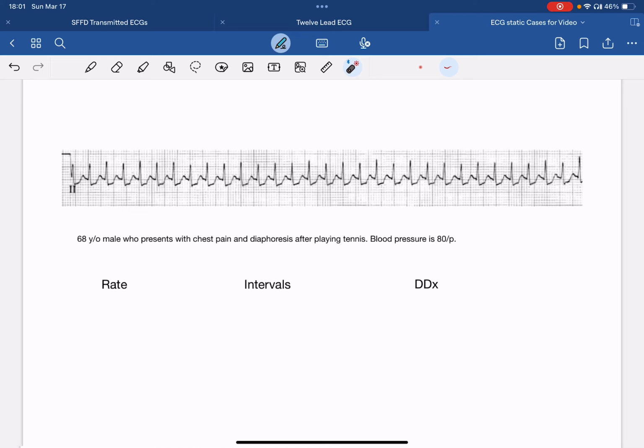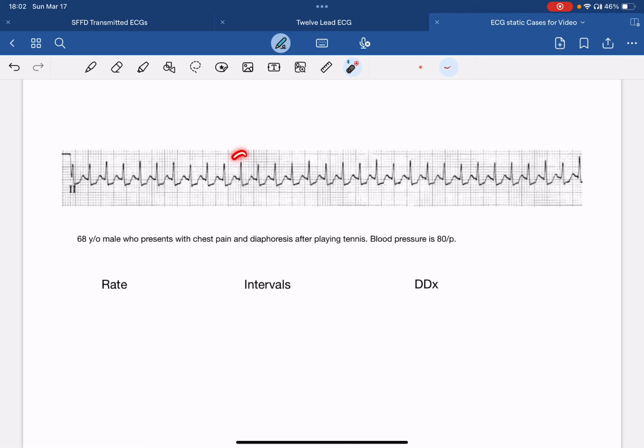Now, when it comes to the rhythm strip that we're going to be utilizing to determine treatment, we're going to approach this in a bit of a stepwise fashion. We're going to consider a couple of criteria that will all point us in the direction of what is going on with this electrocardiogram. So, first things first, we're going to start with trying to determine the rate. Right off the bat, you can see that this is a tachycardia. It looks fairly quick, but we want to be a little bit more accurate than that.